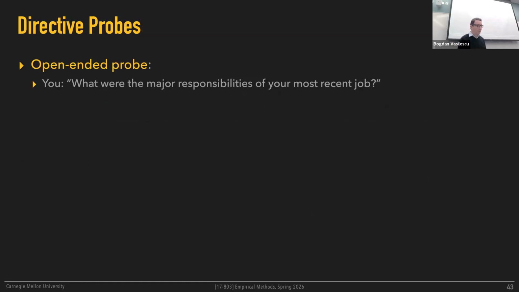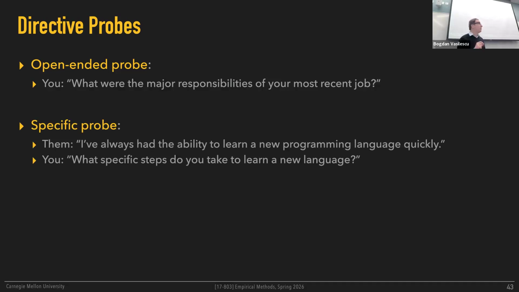Okay, probes. Probes are the follow-up questions that you ask in response to something your participants are telling you. They could be open-ended. So, for example, what were the major responsibilities you had on your most recent job? They could be specific. Maybe they tell you something like, I've always had this ability to learn a new programming language quickly. And then you follow up and say, what specific steps did you take to learn a new language? How did that work exactly? Walk me through this.